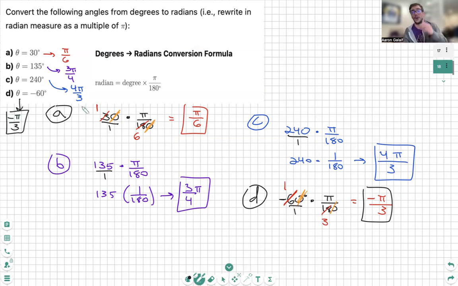Perfect. In another video, we're going to go from radians to degrees, but that is how you go from degrees to radians.